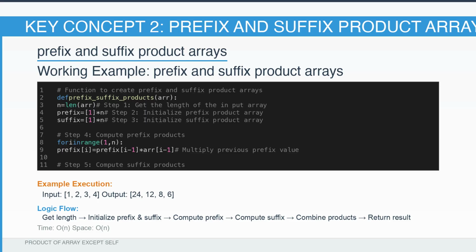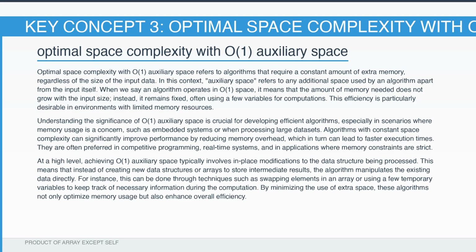Optimal space complexity with O(1) auxiliary space indicates that an algorithm uses a constant amount of extra memory, irrespective of the input size. Think of it like using a small toolbox for a big job. No matter how many items you're working with, you only need that one toolbox.